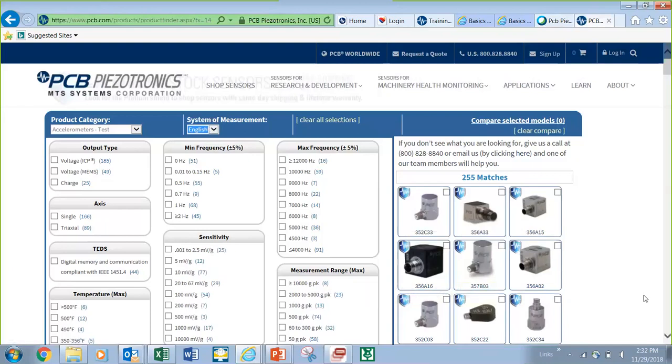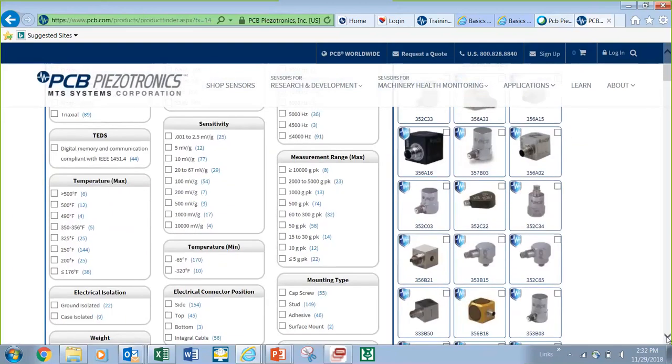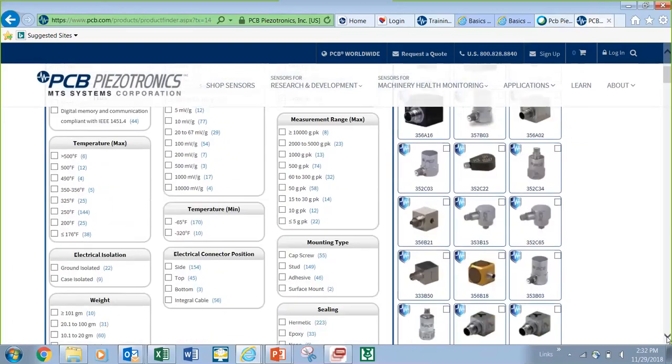So looking forward further on selection criteria, min temperature, also electrical connector position. The sensor is going to have an electrical connector. Where's the best exit location for that? We can have units that provide a side connect or radial if we prefer, top exit, bottom exit, or even integral cable options that are available to you.